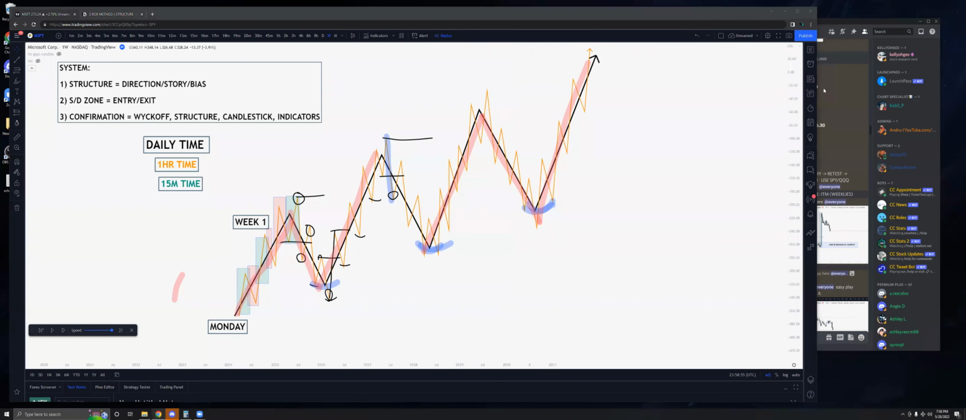But yeah, is there any other questions before I move on? Yeah, no problem. Go ahead. Yeah, so I'm still a little bit new. So I was just wondering, are you doing all of this, like looking at the structure, S&D zones and confirmation? Are you doing that like live trading, or are you doing that like the night before or Sunday and planning your whole week out? Like, I think that's what I'm confused on.